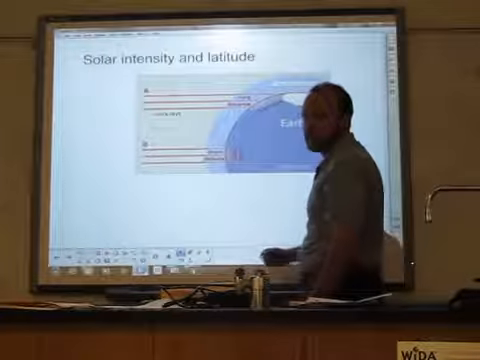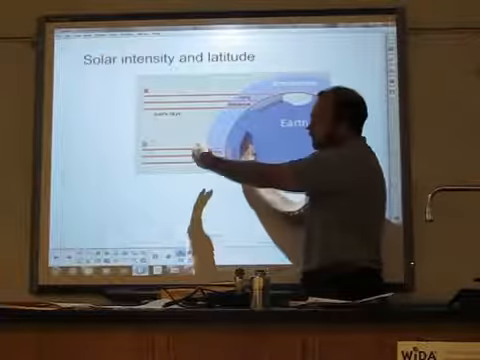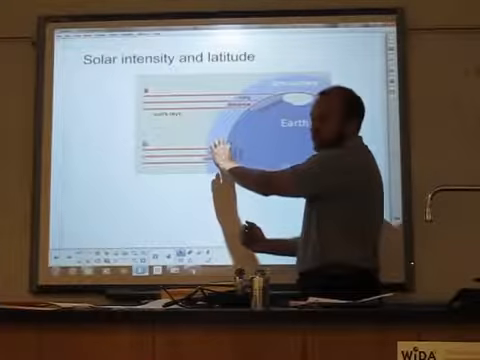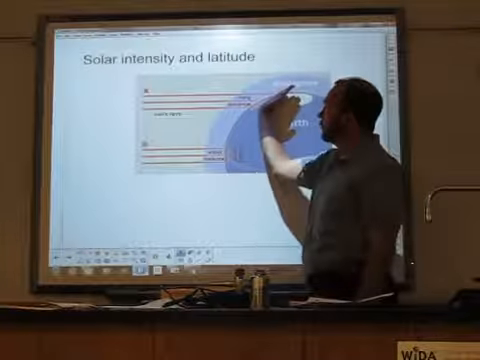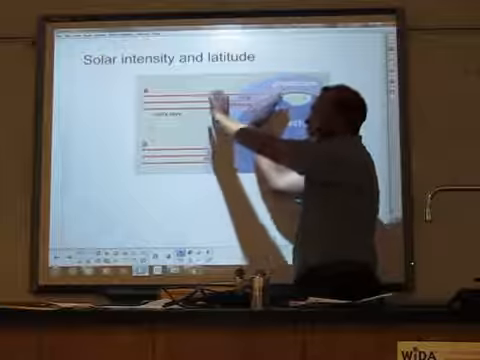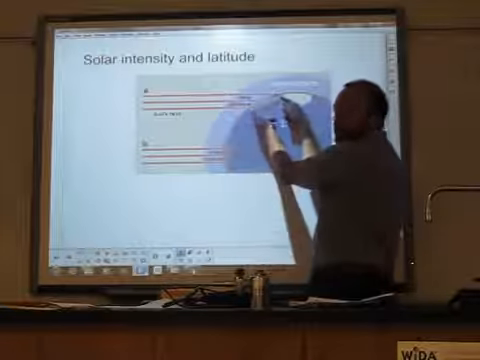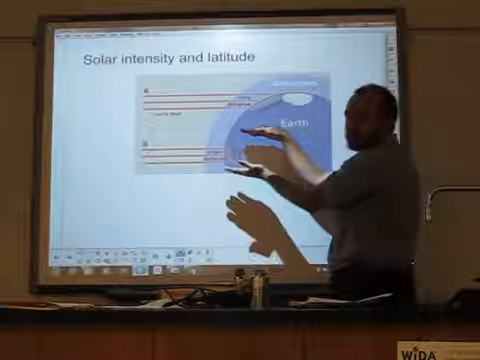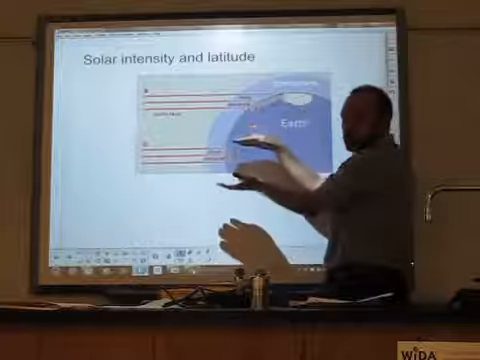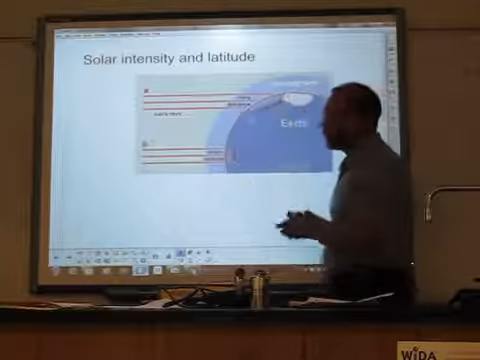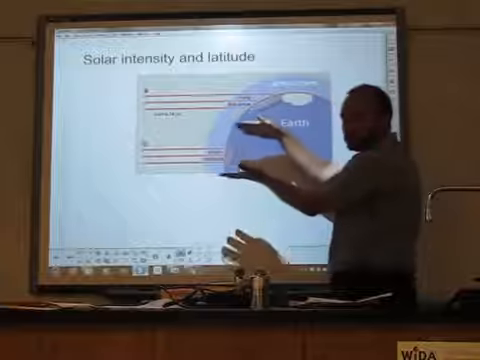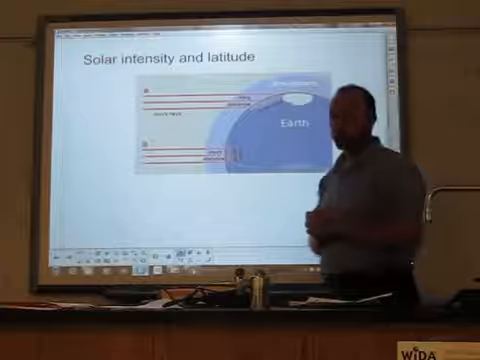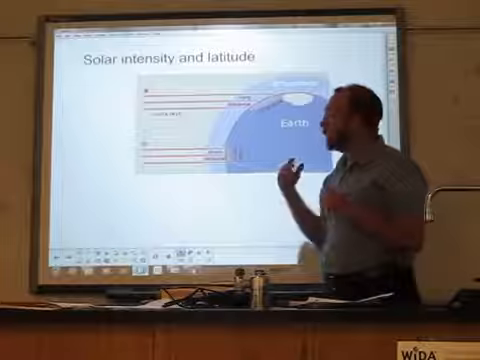However, I want you to notice how they hit. At the equator, these rays hit more head-on, so the rays are focused in a much smaller area. Whereas near the pole, you have a much more oblique angle, so even though you have the same number of rays, they're spread over a much larger area. This means the areas near the equator get much more solar intensity, so they get much more energy than areas at the pole. So obviously, that makes the equator warm and the poles cool. However, it's a bit more complicated than that.